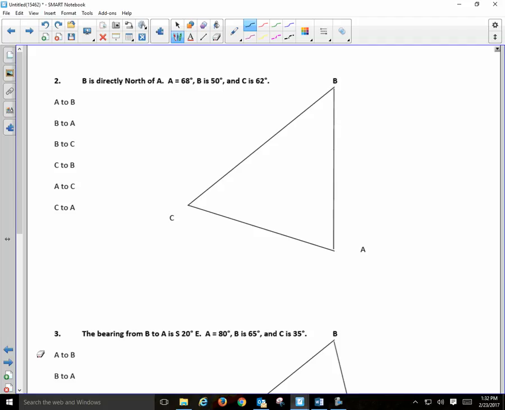Okay, this one, B is directly north of A. It says A is 68, B is 50, and C is 62 degrees. Right away, I'm going to draw on my grid lines.